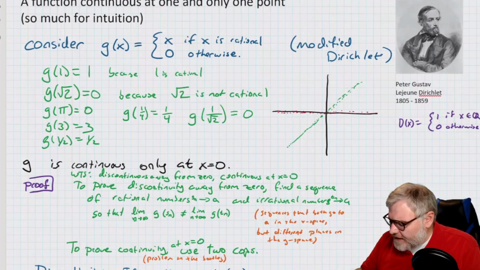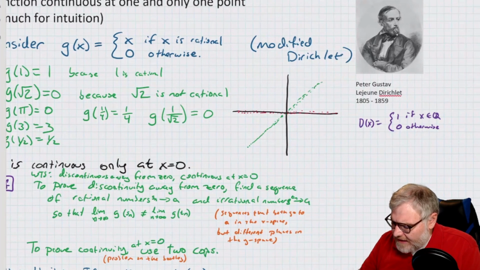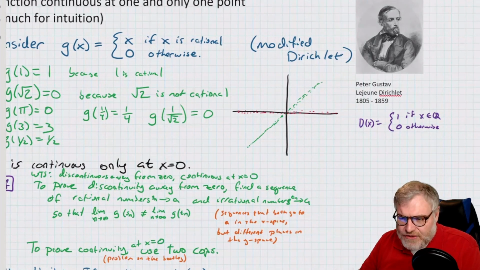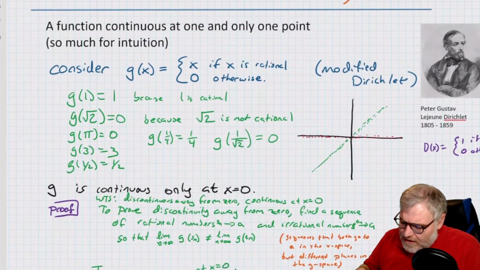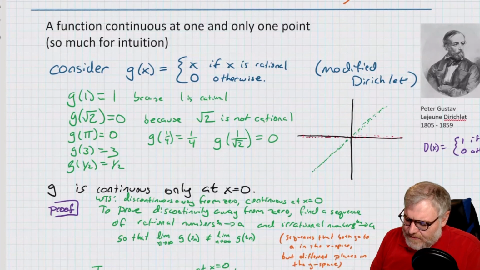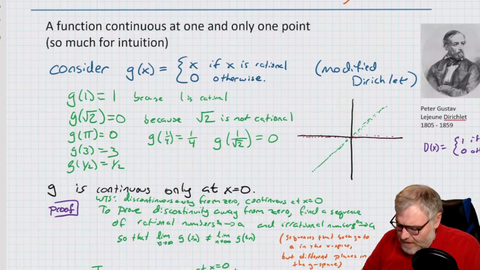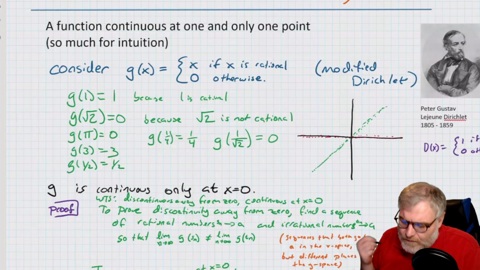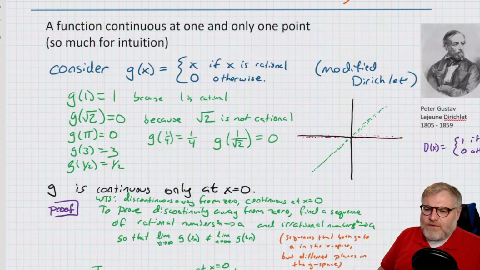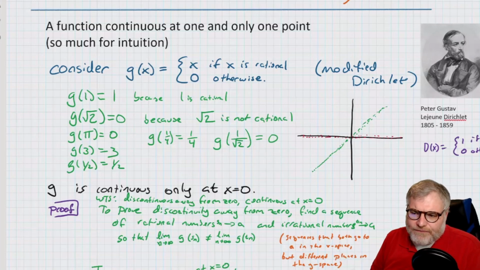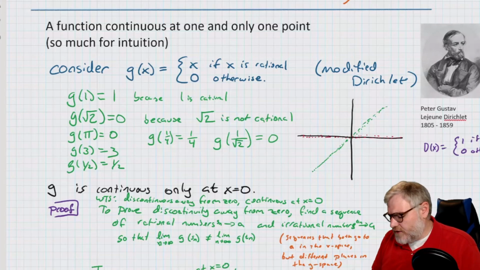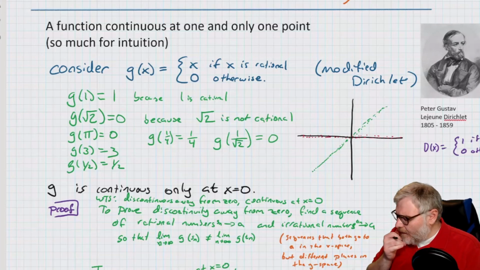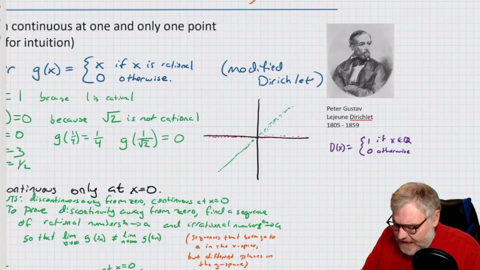So let's look at this function. The Dirichlet function is 1 if x is rational and 0 otherwise. So I'm going to multiply it by x to get this g of x here. g of x equals x if x is rational and 0 otherwise. So g of 1 is going to equal 1 because 1 is rational. But g of the square root of 2 equals 0 because the square root of 2 is not rational. And I've got g of pi equals 0, g of 1/4 equals 1/4, g of 1 minus the square root of 2 equals 0. And note here, there's a little thing that I should say.